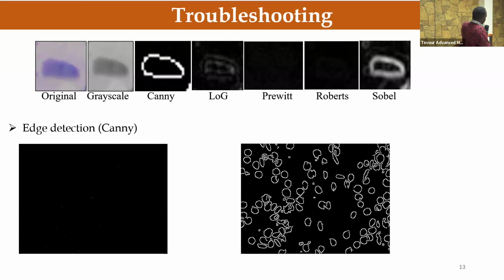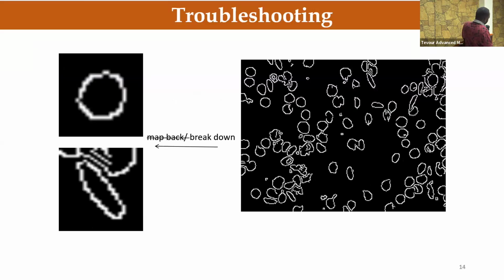So the idea is to break down this image into the individual cells, and then you will classify each of these and then count them and then infer SQL cell disease from there.